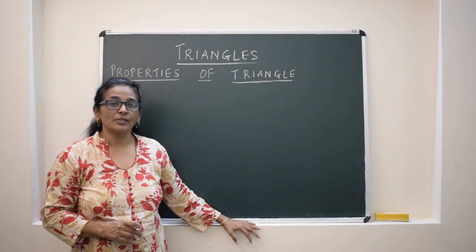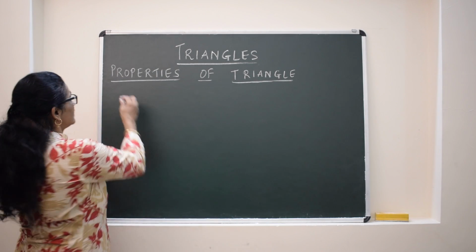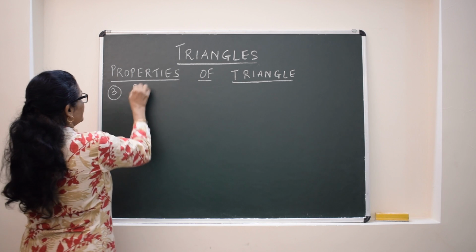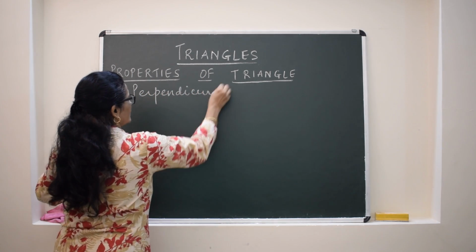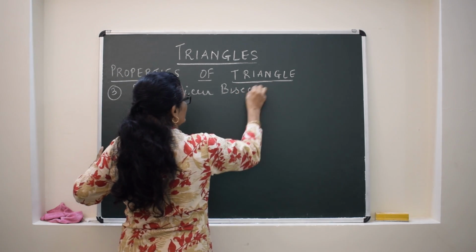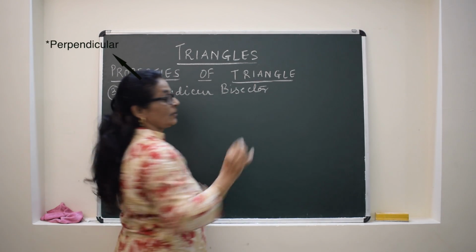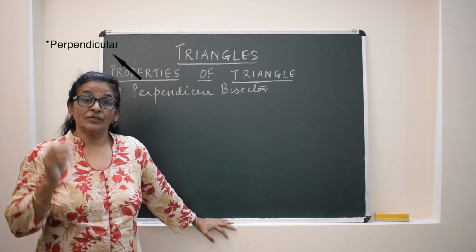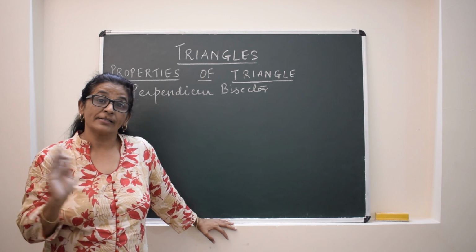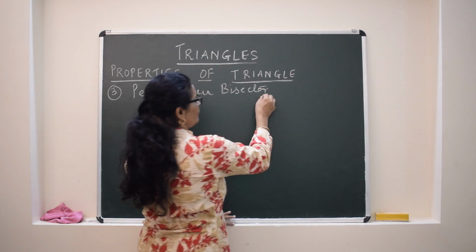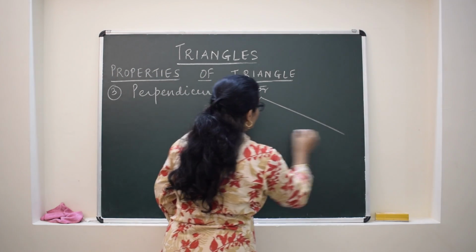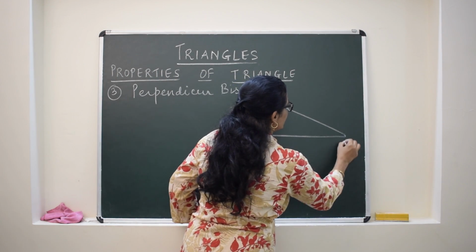The next concept is the perpendicular bisector. A perpendicular bisector is a line which is perpendicular as well as bisects the given line segment. Now in a triangle, we look at the perpendicular bisector of each side.